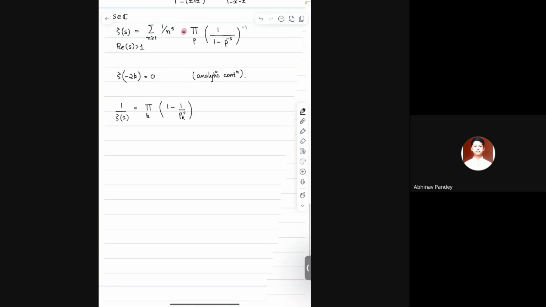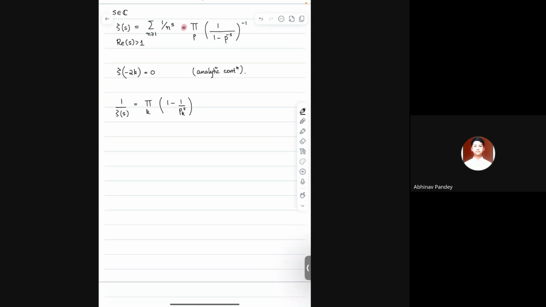Okay, so I have my 1 over zeta. No, p is not a fixed prime. p is varying, right? So this product is over all primes. The sum is over all integers n. So here n is any integer, here p is any prime. Does that answer your question?